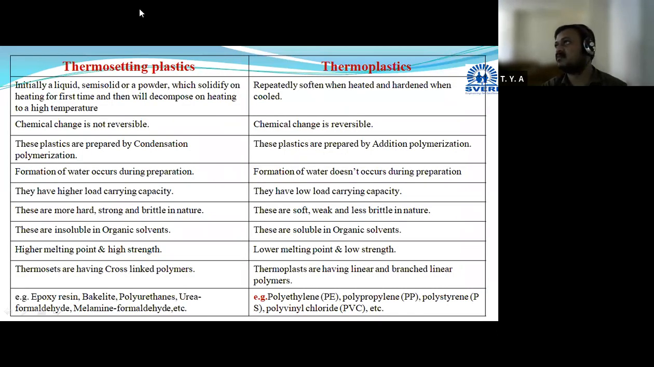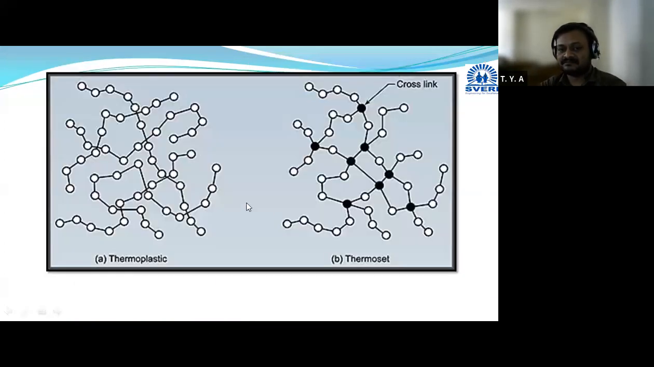This is the comparison point. Here we compared thermosetting plastic materials and thermoplastic materials. And to remember the different comparison points, this is the basic. This is the thermoplastic material structure, and this is the thermosetting plastic material structure. Different molecules are attached here, linked in a linear way, one molecule attached to another. In this way, you can observe it. This is linear linking or linear chain formation, and this is present in thermoplastic material.